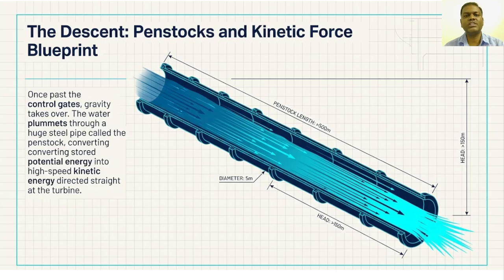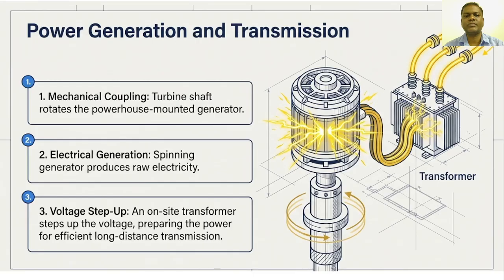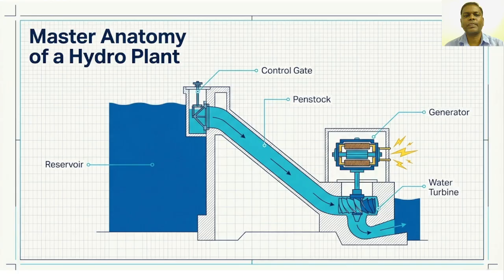The next process is called the penstock and the kinetic forces. Penstock is nothing but the pipe through which water comes from the upper storage to the lower storage. Next, the power generation and transmission system. Here we have the mechanical coupling system, electrical generator, and then transformer, which we can call the power transformer or step-up transformer. Next, the master anatomy of a hydro power plant. We have reservoir, control gate, penstock, generator, and the water turbine. This is the master anatomy of a hydroelectric power plant.